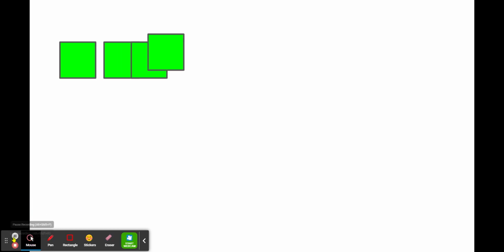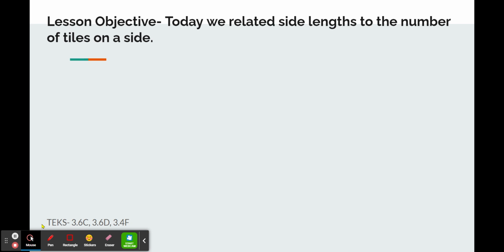All right. Let's go ahead and review today's lesson objective. So today we related side lengths to the number of tiles on a side.